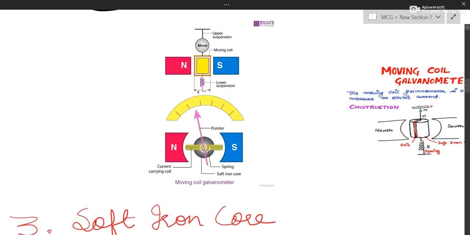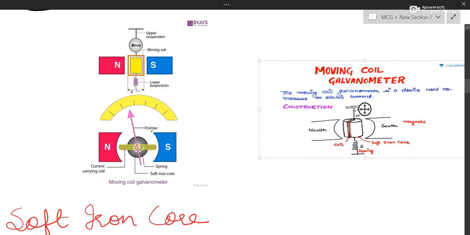Okay, then we should draw the diagram. Construction is still going on, but you can draw the diagram. You can see this diagram or this diagram. Both are convenient. Whichever you feel you can draw.